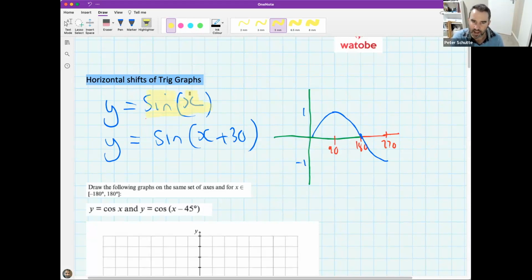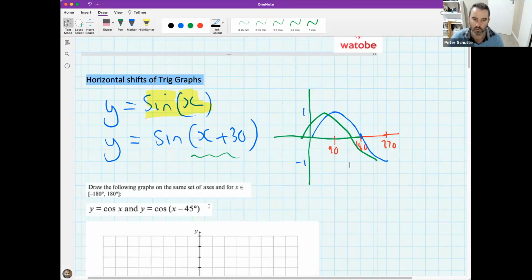Now, if you make it sin x plus 30, what you'll observe if you drew the graph, and let's do a different color here, is that the graph would start over here. And so it looks like it has been shifted 30 degrees to the left. So it'll always be 30 degrees behind the normal one. It'll look kind of like that, and then it would go like that, and then kind of like that. So this is called a horizontal shift.